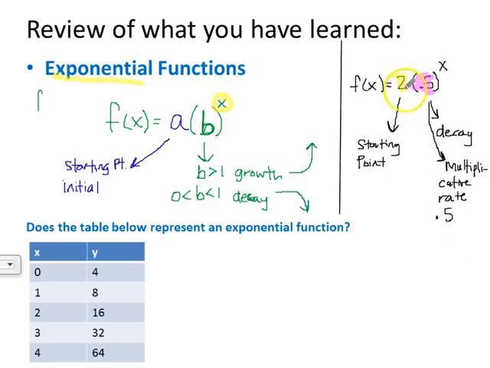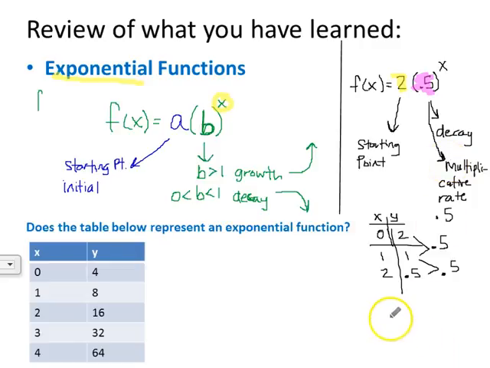So if we start with 2, our initial amount would be 2. If our x value is 0, our y value is 2. Then after 1 day, if we take 2 and multiply it by 0.5, we get 1. So I'm multiplying each previous value by 0.5. And we can see that the multiplicative rate is 0.5, showing we've got exponential decay. And if we were to graph this, our graph looks something like that.